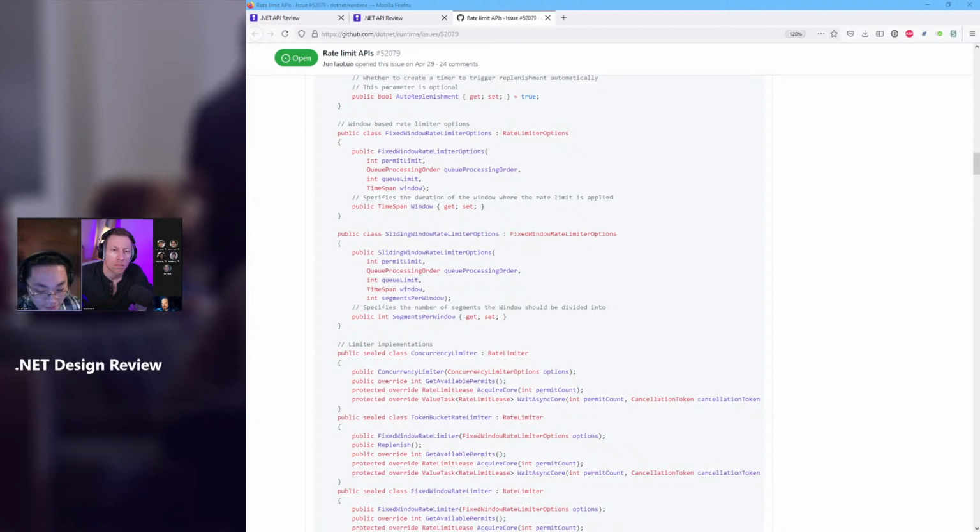For sliding window, that's a little bit more complicated in that essentially you split up each individual window into different segments, and then instead of rolling over on a new window, you roll over on a new segment. I have an example in the design doc, but I'll just describe it here. Let's say your window is 3 seconds, and you have 3 segments per window. That means each segment lasts 1 second.